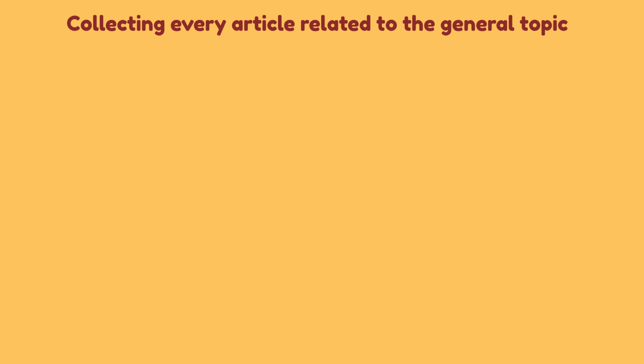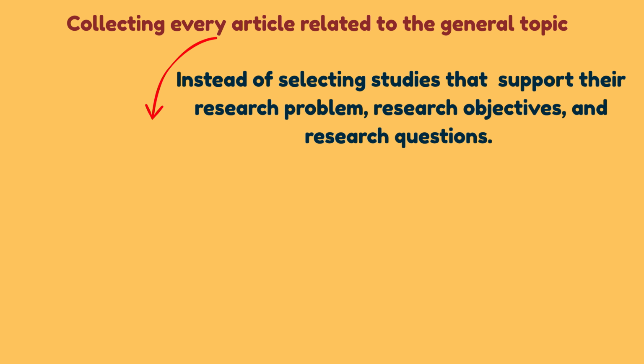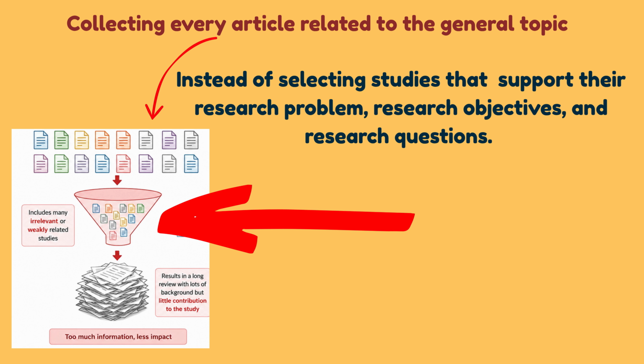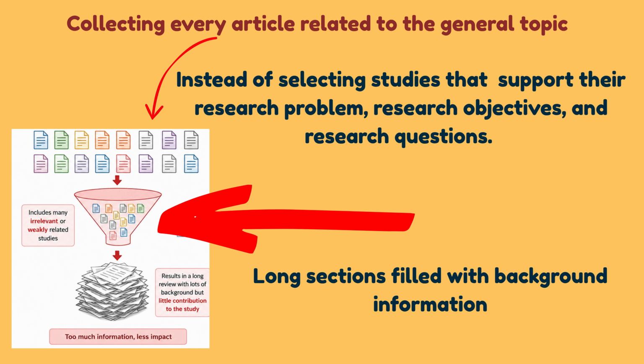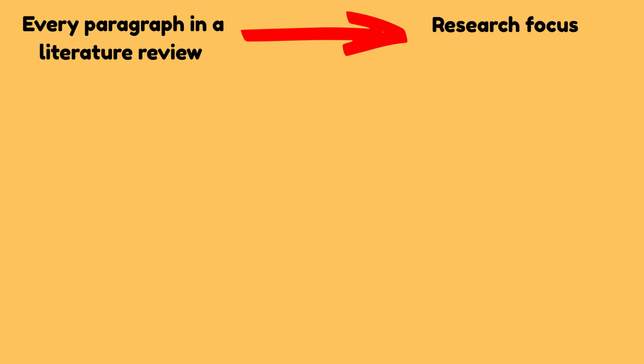Another mistake students often make unconsciously is collecting every article related to the general topic instead of selecting studies that directly support their research problem, research objectives, and research questions. Since they spend so much time searching databases, they feel every article deserves a place in the literature review. This leads to long sections filled with background information that may be interesting but contributes very little to the actual purpose of the study. Every paragraph in a literature review should have a clear connection to the research focus.